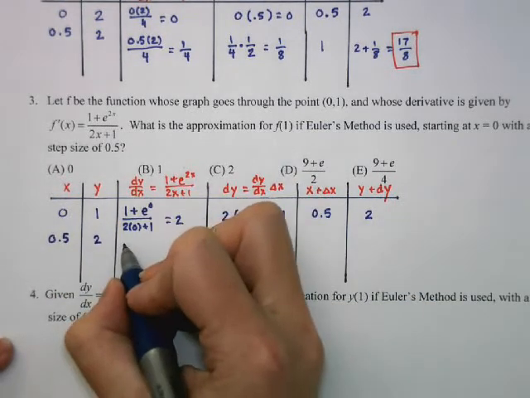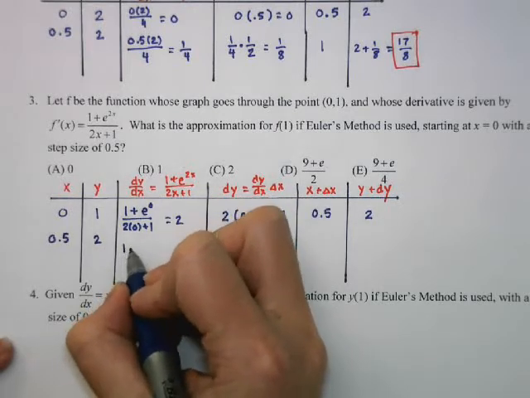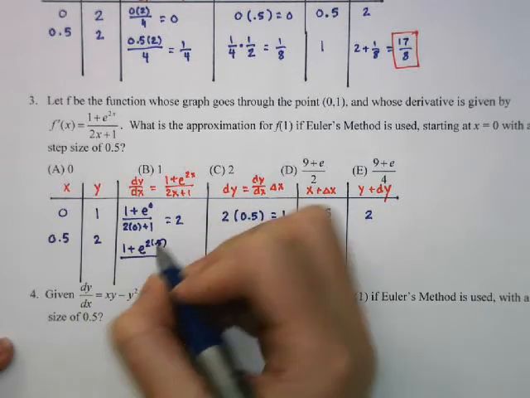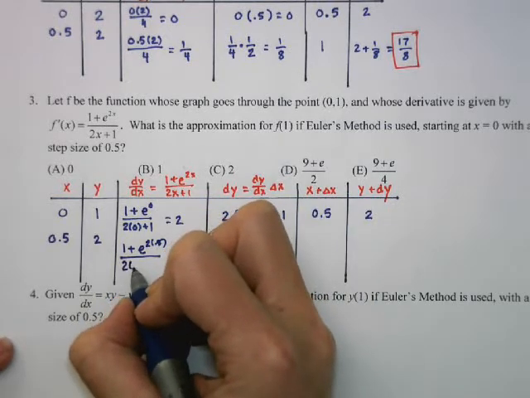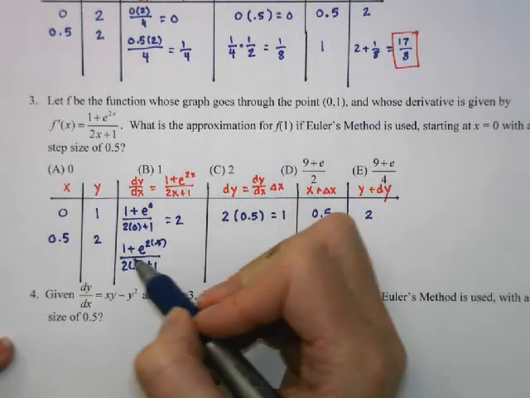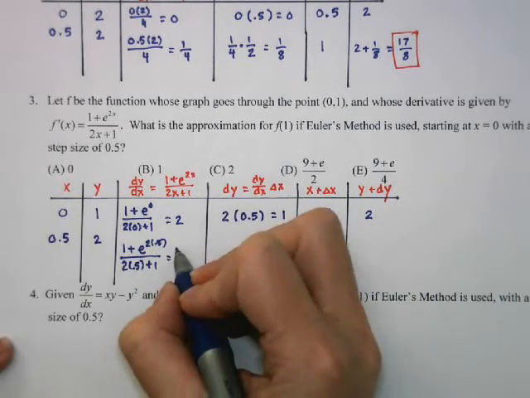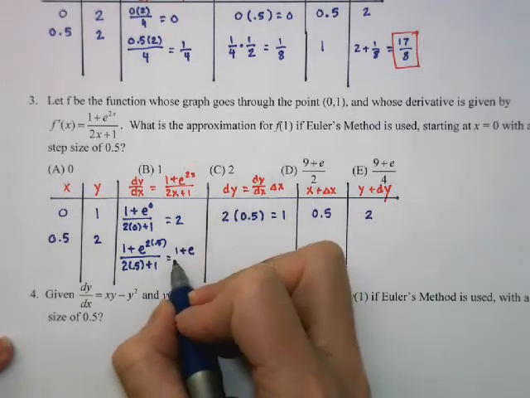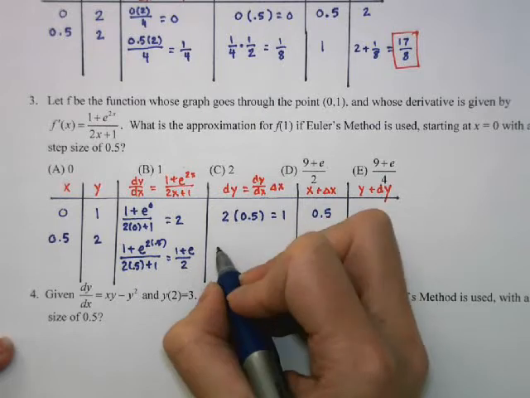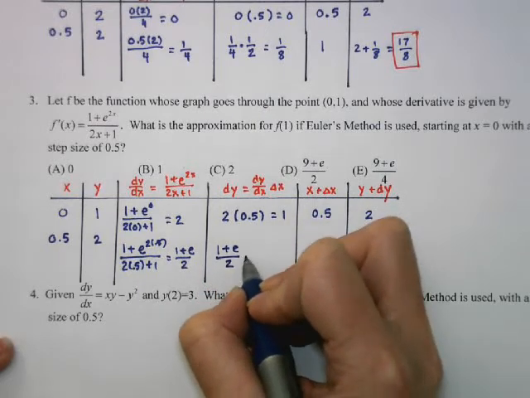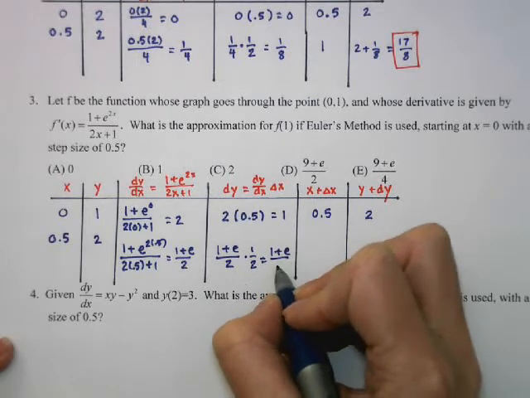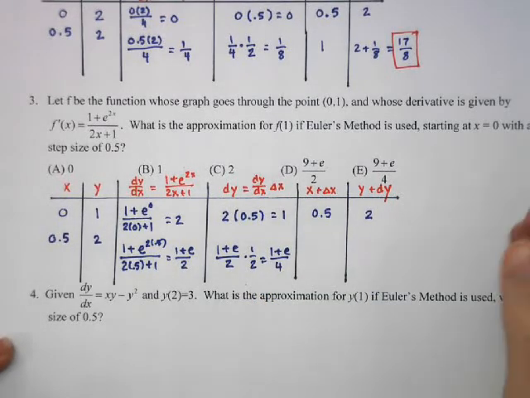Okay, so my next slope will be (1 plus e to the 2 times 0.5) over (2 times 0.5 plus 1). So we're going to have (1 plus e to the 1), so that's going to be (1 plus e) over (1 plus 1), which is 2. So my dy is going to be (1 plus e) over 2 times 0.5, or 1/2. So (1 plus e) over 4.